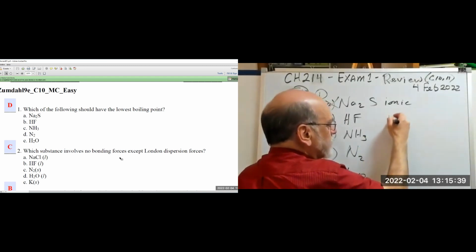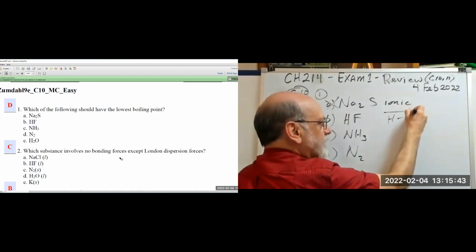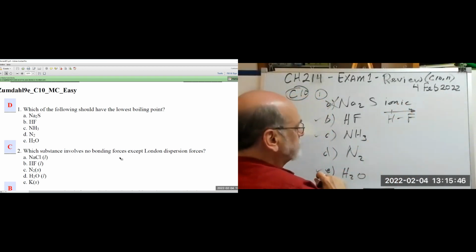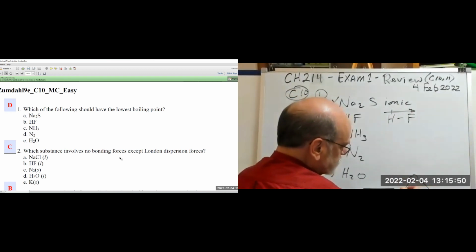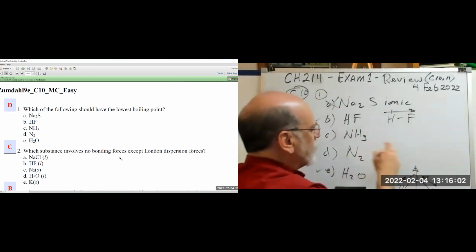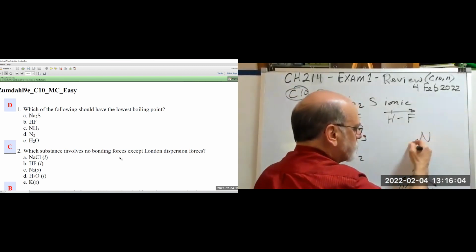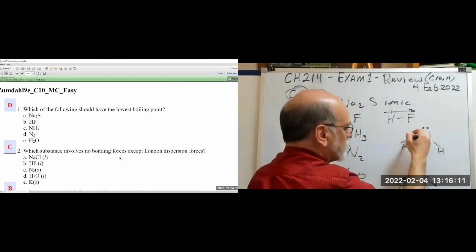So this one would be like that, and the dipole would be like that. Okay? This one, water, would be like this, and individual dipoles would be like that, and then overall dipole would be like that. Ammonia is like this, right? And the dipoles are like that.